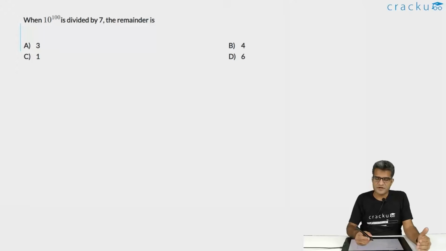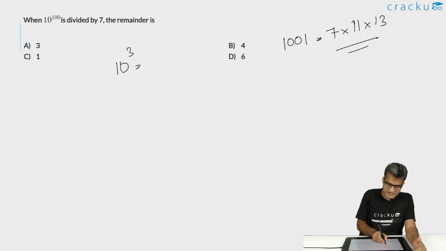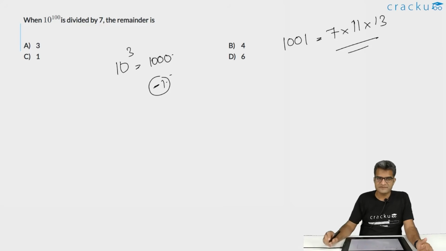In this question, we are asked to calculate the remainder when 10 to the power 1000 is divided by 7. Now, one thing we know is 1001 is equal to 7 into 11 into 13. So, 10 cube, which is equal to 1000, leaves a remainder of -1 when divided by 7. So, 10 cube leaves a remainder of -1, which is basically 6 when divided by 7.